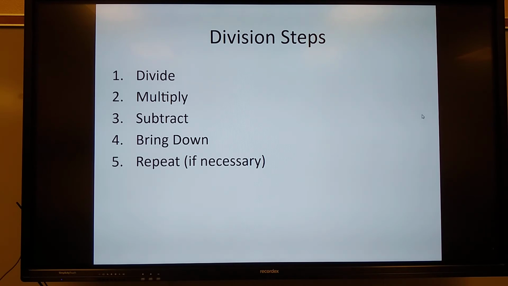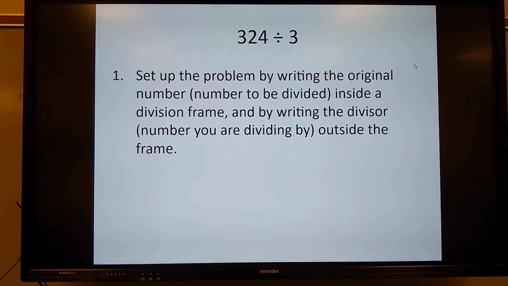Here are the division steps, which you should already know as a fifth grader. In order to divide, the first thing you do is divide. Multiply, subtract, bring down. And then repeat if necessary. Divide, multiply, subtract, bring down. Divide, multiply, subtract, bring down. Until you get a 0 as a remainder, or until there's no more numbers to bring down. 324 divided by 3. Of course, we're starting out real simple.